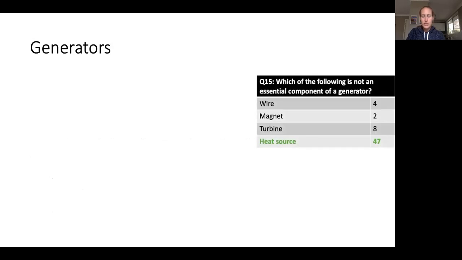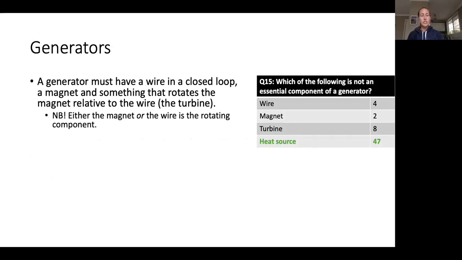Now, more on generators. You had 2 questions in the pre-work on generators, and for the most part, you did very well. In question 15, you were asked which of the following is not an essential component of a generator, and most of you knew that heat sources are not an essential component of a generator. What a generator does have to have is a wire in the closed loop, a magnet, and something that rotates the magnet relative to the wire. This is what we call the turbine.